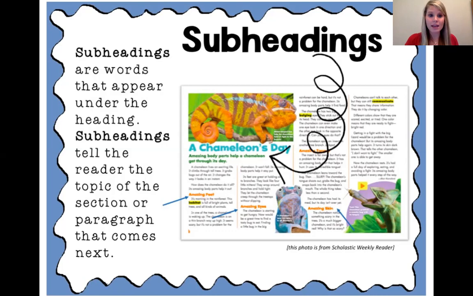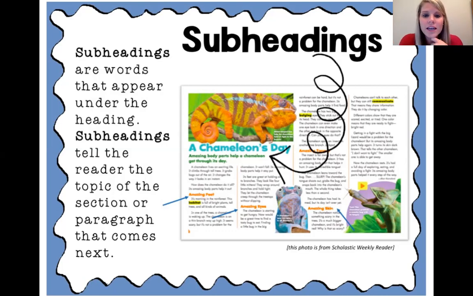So subheadings are little mini titles or mini words that appear underneath the heading. Remember, yesterday we said sub meant below. And the subheadings tell the reader the topic or the section of the paragraph that comes next. Remember, they focus on what? The part that's coming up.